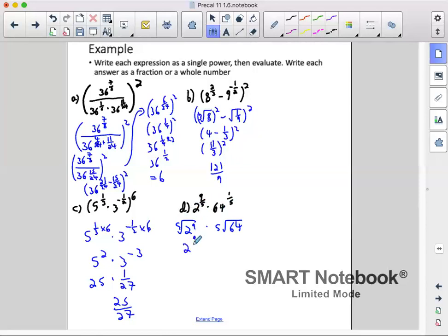So we have 2 to the power of 9 over 5. 64 is 2 to the power of 6. So we have 2 to the power of 6, to the 1/5. So that gives us 2 to the 9 over 5 times 2 to the 6 over 5. So that's 2 to the 9 over 5 plus 6 over 5. So that's 2 to the 15 over 5, which is 2 to the power of 3, or 8.